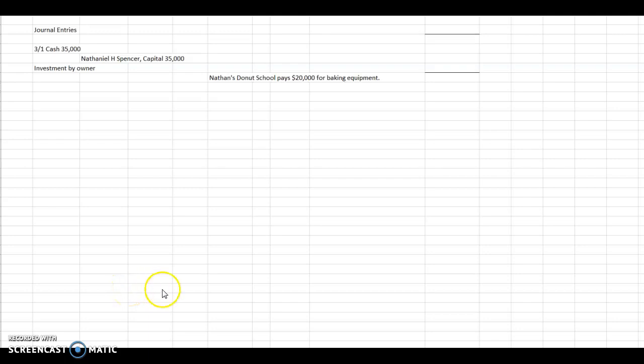Now that we understand what a journal entry should look like and include, and how to translate business transactions into journal entries, we will take a look at transaction number 2 in case in point 3-1. On March 2nd, Nathan's Donut School pays $20,000 for baking equipment. So we need to look at this transaction using our 3-step process to analyze transactions.